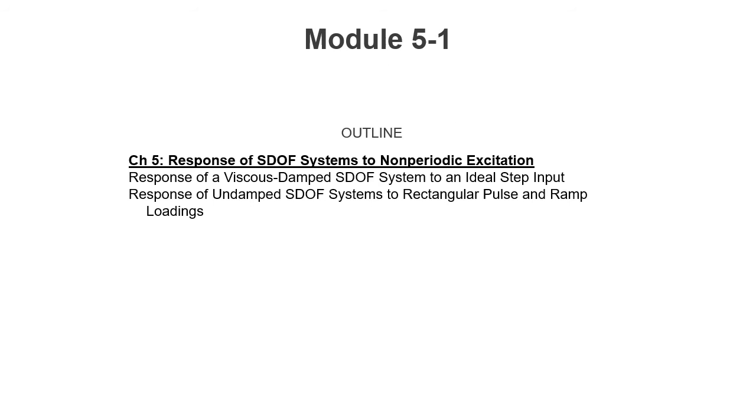So this is going to be broken down into 2 different sections. First section is going to be Module 5.1. In this section, we're going to take a look at the response of single degree of freedom systems to this non-periodic excitation. In particular, we're going to look at the response of a viscous damped single degree of freedom system to an ideal step input. And then we're going to look at the response of an undamped single degree of freedom system to a rectangular pulse and ramp loadings.